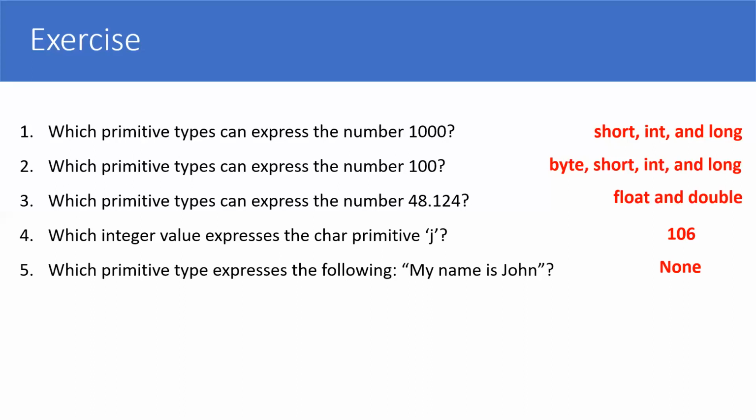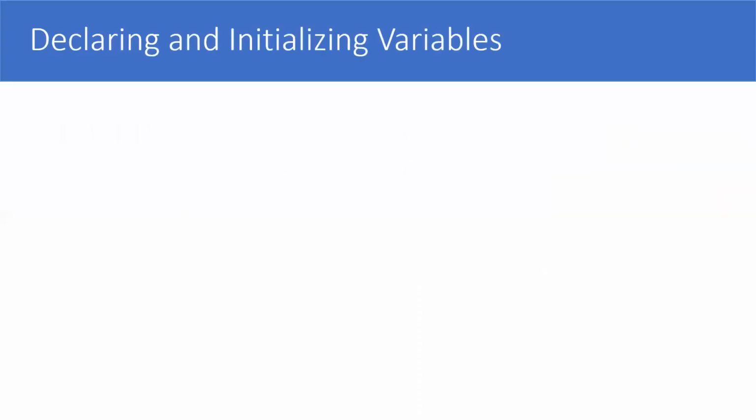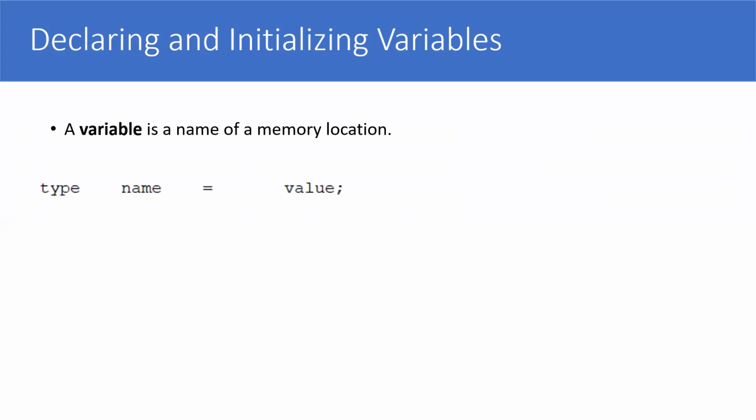So let's move on. Now that we know about types, let's talk about variables. Let's talk about declaring and initializing variables. I'm pretty sure you have gotten good context about what a variable is, but just to refresh, a variable is a name of a memory location, as we said before. So this is the format for declaring and initializing variables.